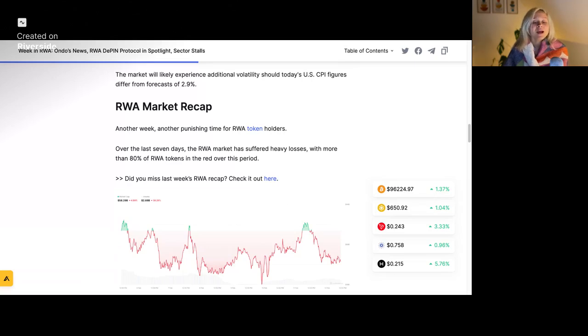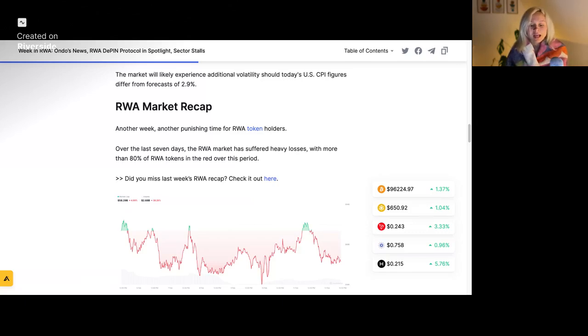The RWA market recap. Another week, another beating for the RWA token holders. Over the last 7 days, the RWA market has suffered heavy losses, with more than 80% of the RWA tokens in red over this period.